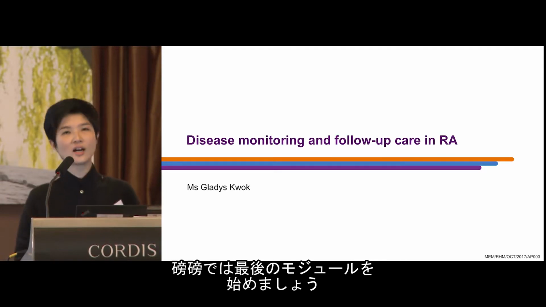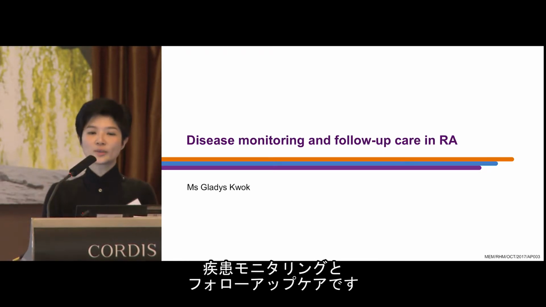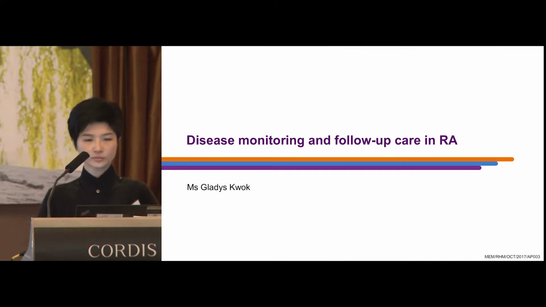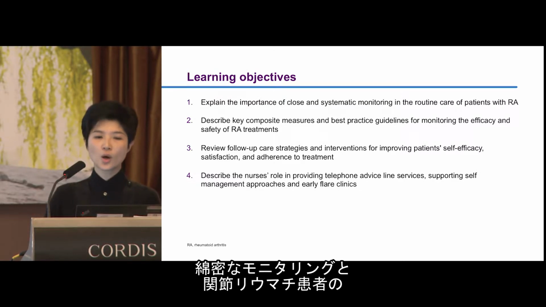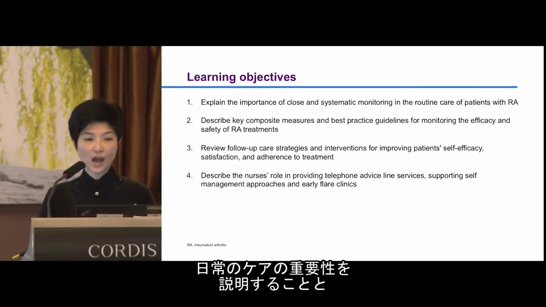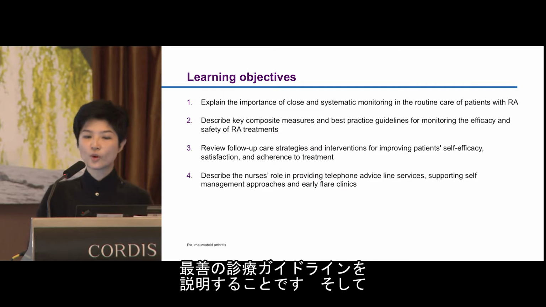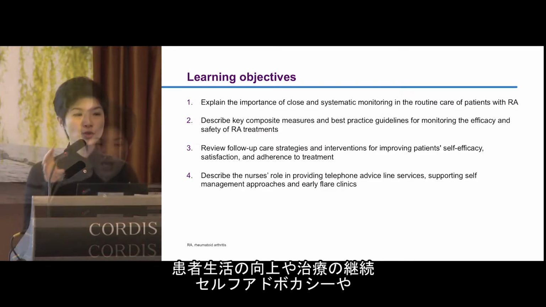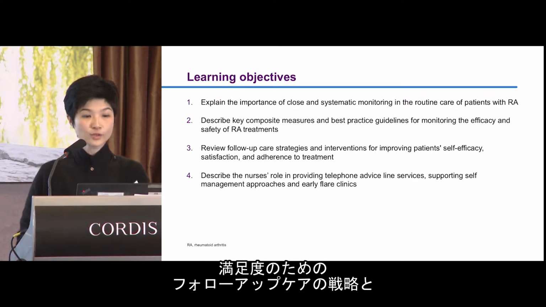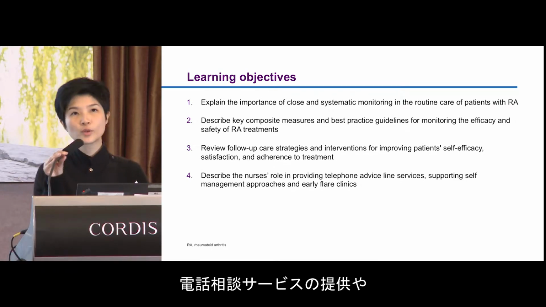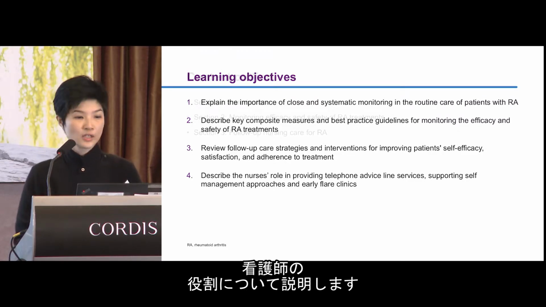So now we're going to start our last module, which is also an important module, that is disease monitoring and follow-up care in rheumatoid arthritis. So here are our objectives: to explain the importance of close monitoring in routine care of patients with RA, to describe key composite measures and best practice guidelines for monitoring the efficacy and safety of treatments, to review follow-up care strategies and interventions for improving patients' adherence to treatment, self-efficacy, and satisfaction. And also we will describe our role in providing telephone advice line service, supporting self-management approaches, and nurse clinics.